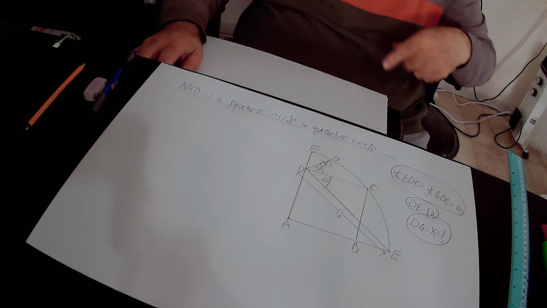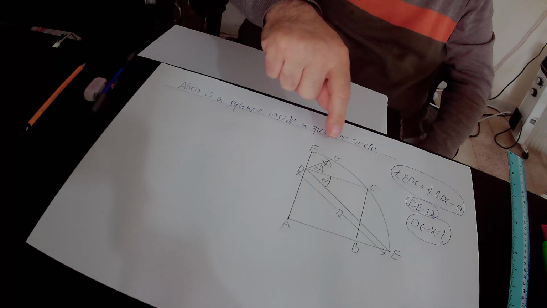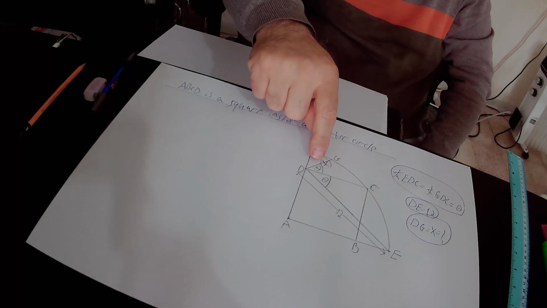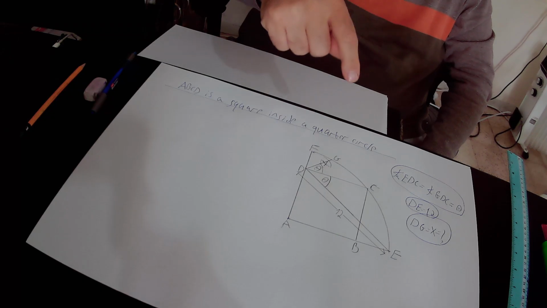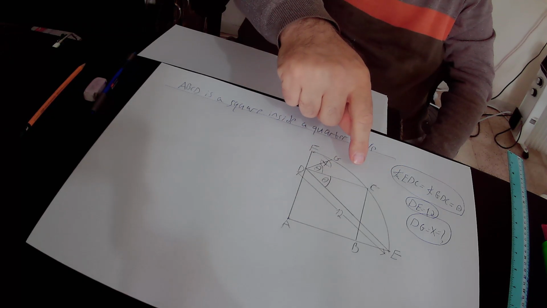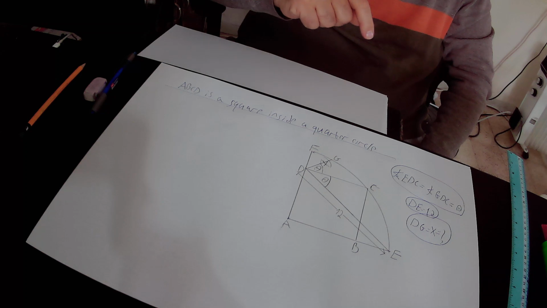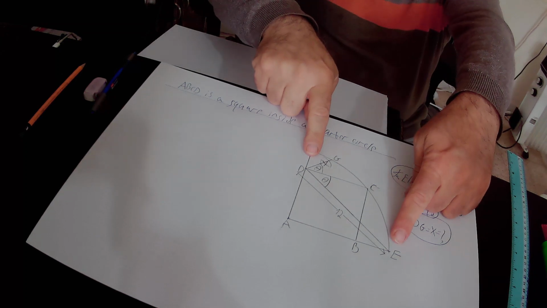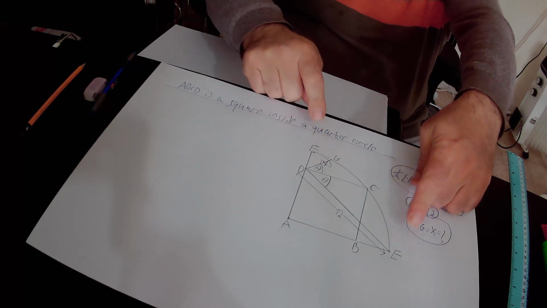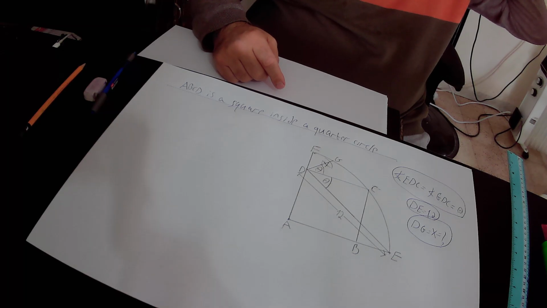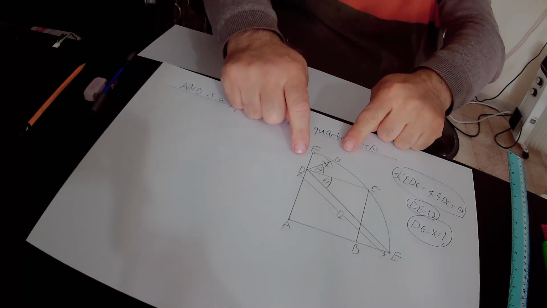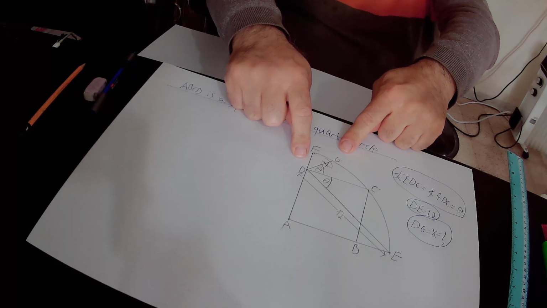In addition, we know that angle GDC equals theta. Angle EDC equals theta. Line segment DE equals 12 units in length. And our mission is to find the length of this line segment DG that is equal to x.